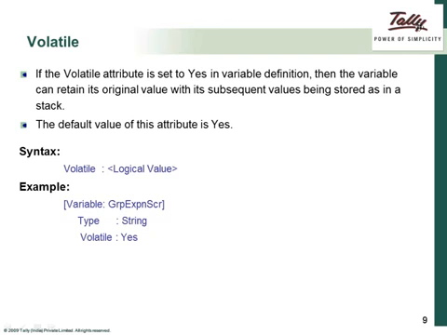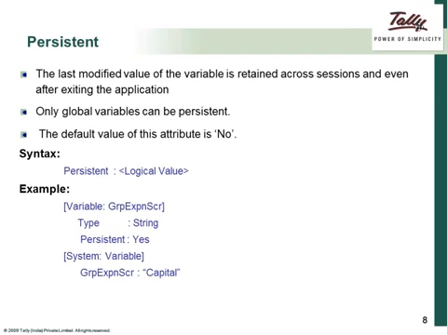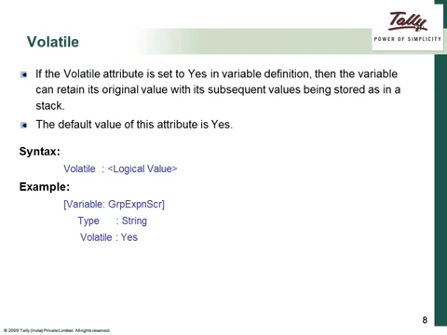Now the question is, do I have to mention volatile yes every time for every variable in case I want this behavior? Answer is no. Even if you do not mention volatile yes, the hidden feature of this variable you create will be volatile yes. So by default, if you do not mention persistent, the default value of every variable inherited is no, and for volatile inherited is yes. Have I made myself very clear?